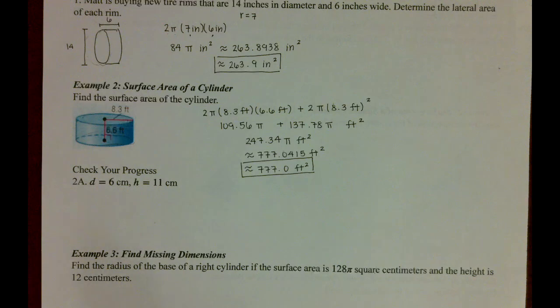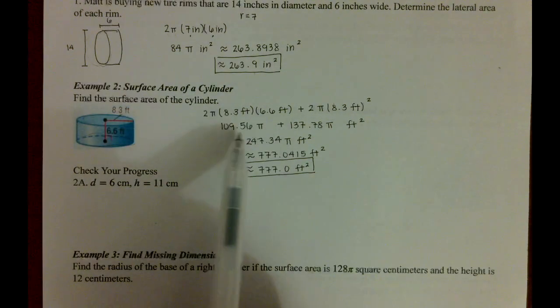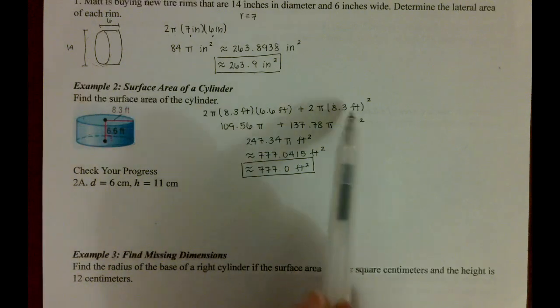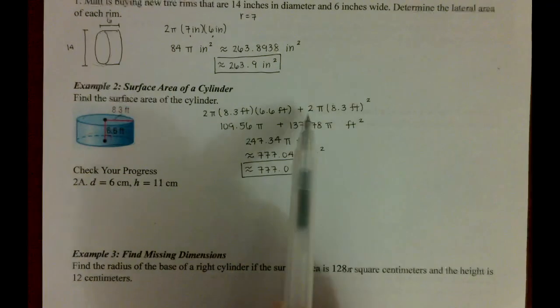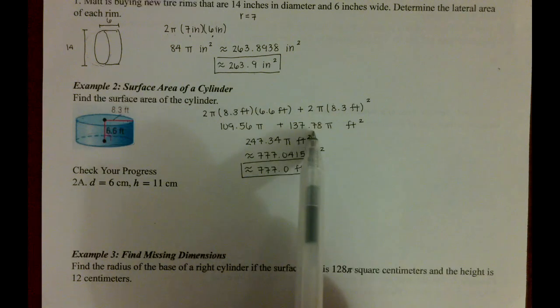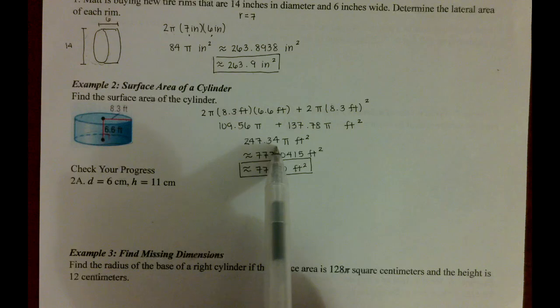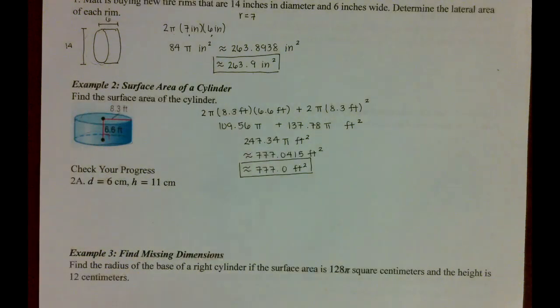Sorry, I just ended up calculating it all, and then you should get 777.0 square feet. Right? So it's just 2 times 8.3 times 6.6 is 109.56 pi, and then 8.3 squared times pi, 8.3 squared times 2 would be 137.78 pi. So if I have this many pi plus this many pi, I have 247.34 pi's, and then actually multiplied the pi in, and that gave me 777.0.